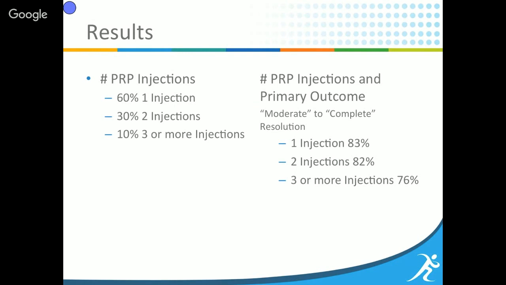Now, of the PRP injections that they did perform, of all those collected, 60% got 1, 30% got 2, and 10% of the people they surveyed got 3 or more. Of the individuals who had these injections, after 1 injection, 80% were at least moderately improved, 82% after 2 injections, and 76% after 3 or more injections.